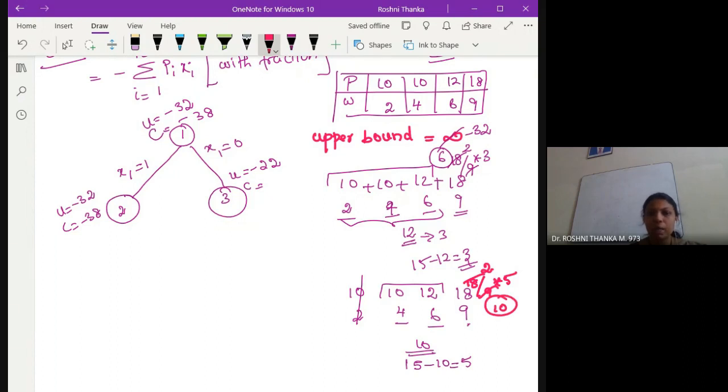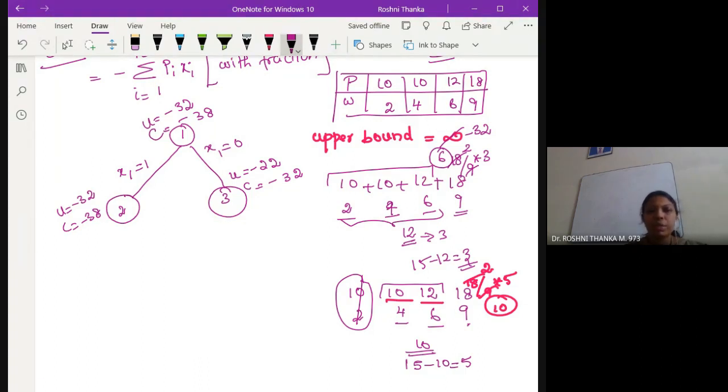Now when you calculate the cost, we have to sum all this: 10 plus 12 plus 10. You will get 32. We know that we have to make it minus 32. So this is the cost. Without considering the first item, we calculated the upper bound. When we calculate the upper bound, don't consider the fraction, but when we calculate the cost, consider the fraction. That is the only thing you have to remember.